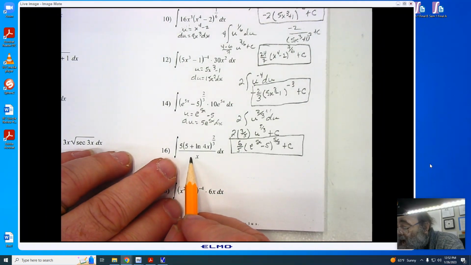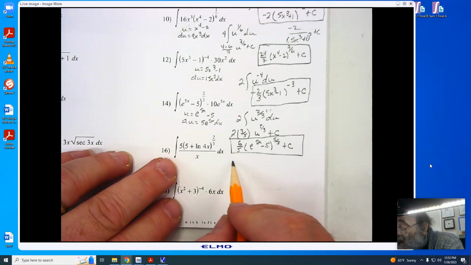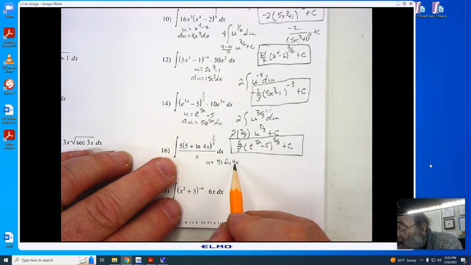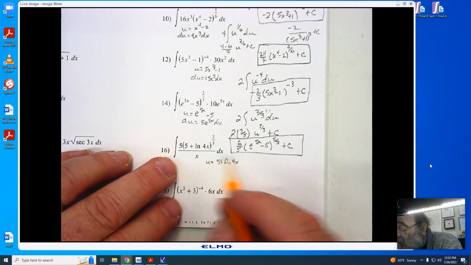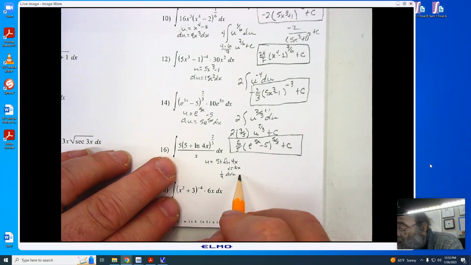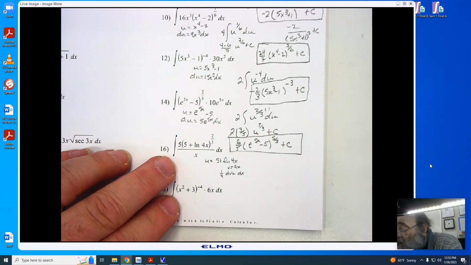So let's see what we've got. If I let u equal 5 plus the natural log of 4x, I'm going to have another substitution. I'm going to let v equal 4x so that dv over 4 is equal to the dx. Just be aware that we are looking at another u-substitution, and that can make life more difficult.